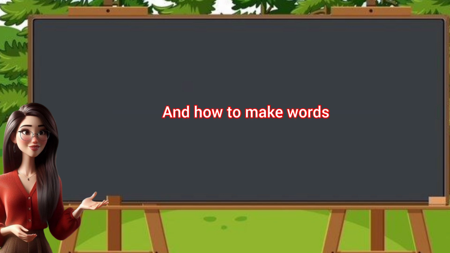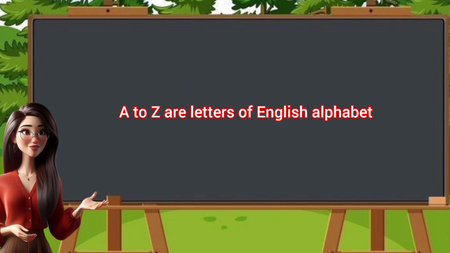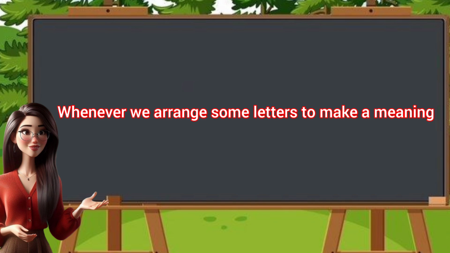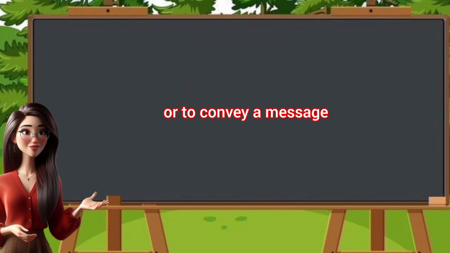And how do we make words? What do we require to make words? Letters, right? We need letters to make words. And what are the letters? Letters are A, B, C, D, and so on. A to Z are the letters of the English alphabet. Whenever we arrange some letters to make a meaning or to convey a message, that is called a word.